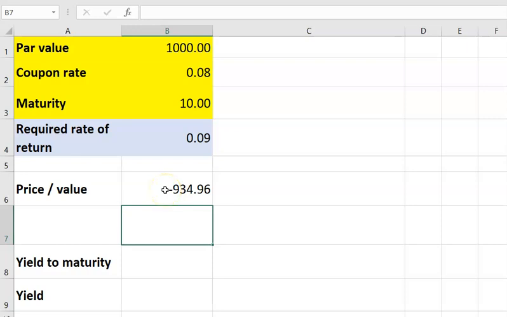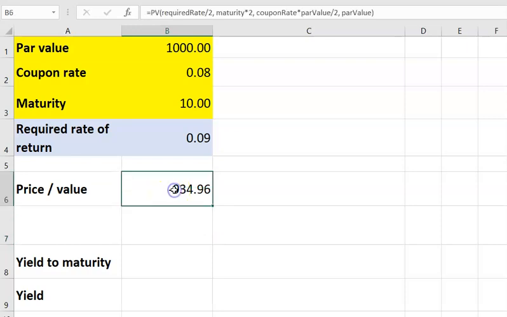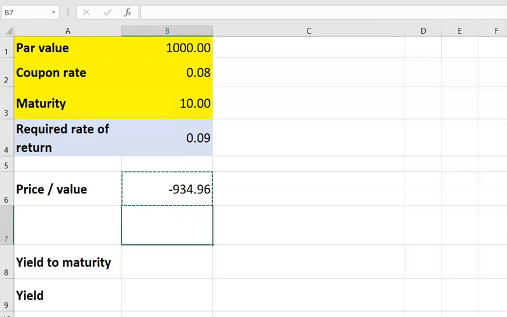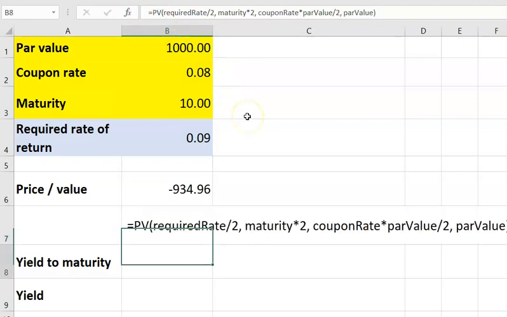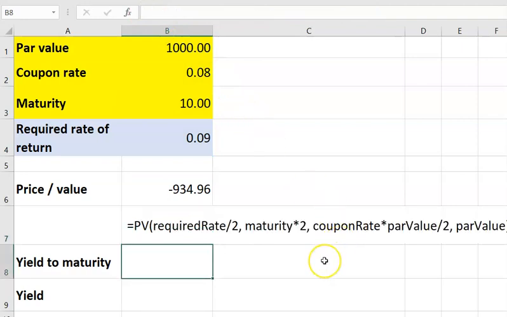If you don't like the negative, just put a negative in front of the formula. Let me show you the formula next to it. So there's the formula. Let me go over it one more time because this is important to get all the divide by 2's and the times 2's correct.